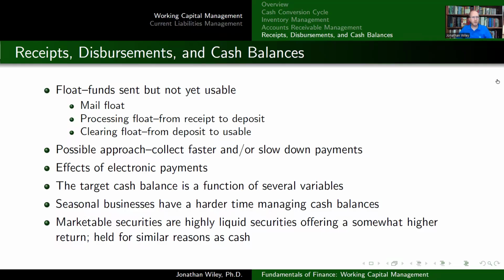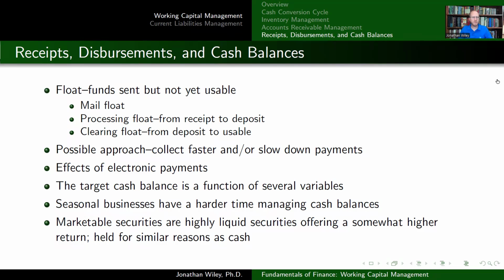All right, so in this video, I'm going to talk a little bit about receipts, disbursements, and cash balances. Basically, receipts is how money is coming into the business, disbursements is money being paid out of the business, and a little bit about how that relates to cash balances and some thoughts about cash balances.